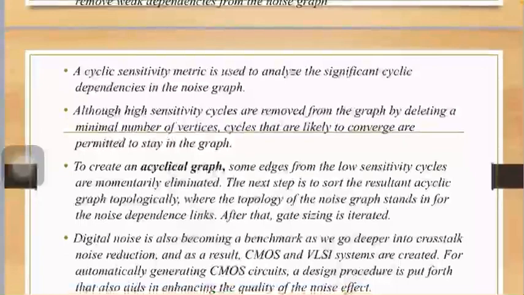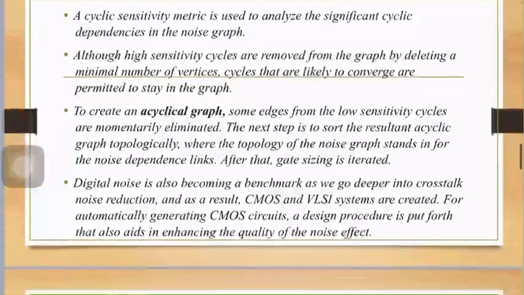A cyclic sensitivity metric is used to analyze the significant cyclic dependence in the noise graph. High sensitivity cycles are removed from the graph by deleting a minimal number of vertices, but cycles that are likely to converge are permitted to stay in the graph. So the circuits that likely converge the noise, which means where there is more indulgence of crosstalk sound waves, those vertices are considered in the graph, and minimum crosstalk sound waves are neglected.